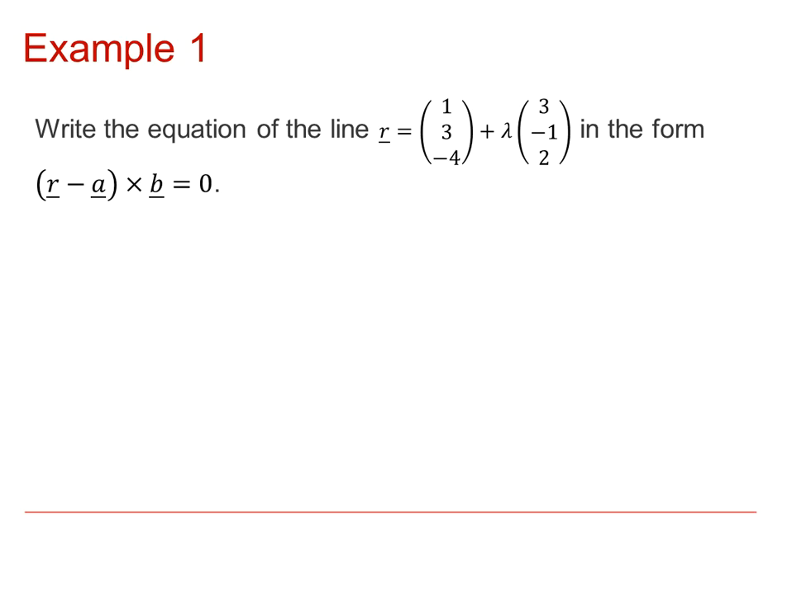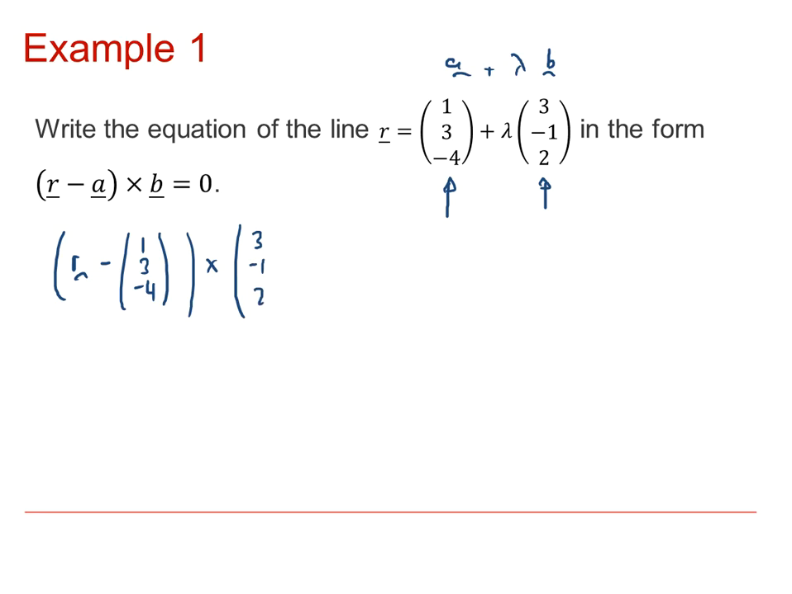So for example, if we've got the equation of the line given in the form a plus lambda b, then we can immediately see that b is the vector (3, -1, 2), and a is the vector (1, 3, -4). So we can write that as r minus the vector (1, 3, -4), cross product with the vector for b, (3, -1, 2), is equal to the 0 vector.